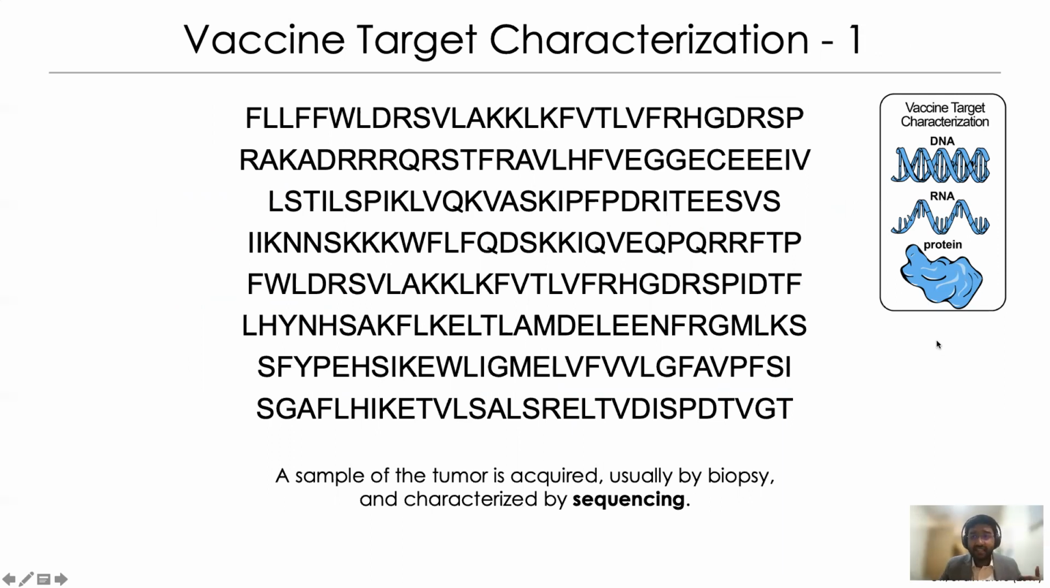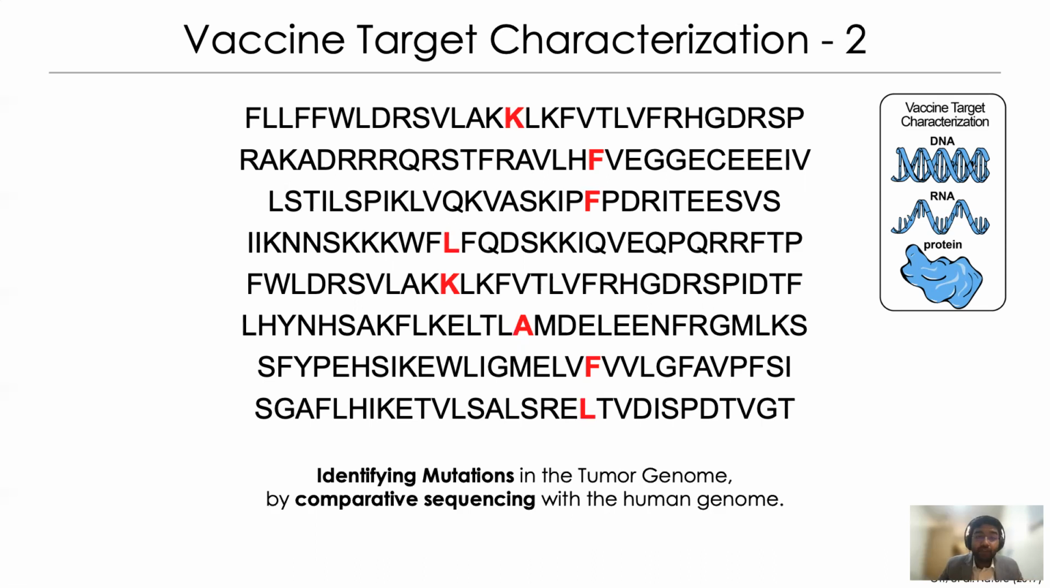And once you see this, then moving on to the second step, the mutations in bold and red are identified by comparative sequencing. So essentially, a part of the tumor genome or the proteome is taken and that is sequenced, and we see what the sequences look like. And then the same thing is done with things in the human genome. And when they're compared together, it is found out that there are things which are unnatural or not present in the other cells in the body. So these mutations might be the cause of cancer.